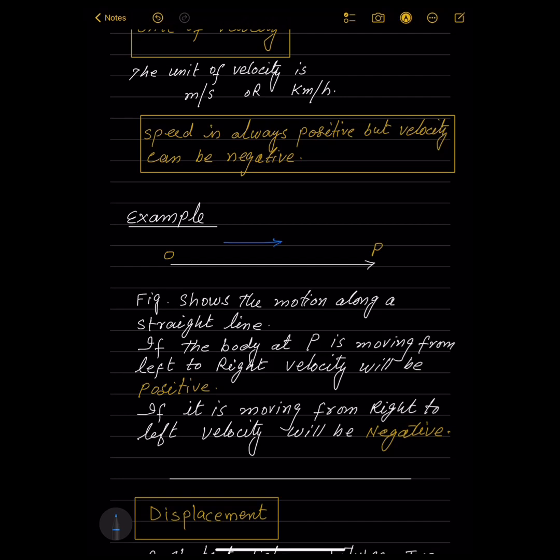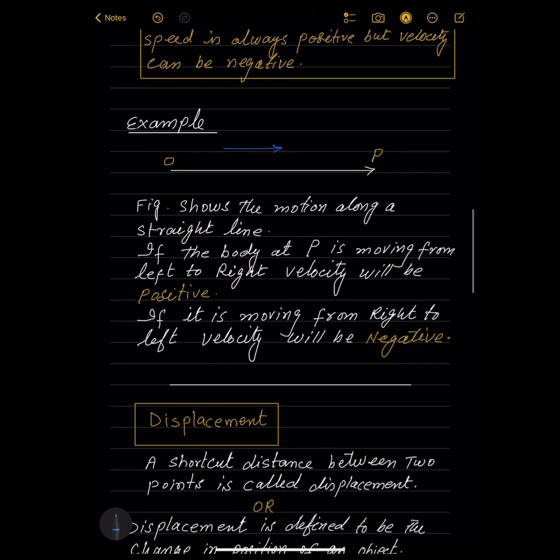Figure shows the motion of an object along a straight line. If the body at point P is moving from left to right, velocity will be positive. If it is moving from right to left, then velocity will be negative. तो velocity में क्योंकि डायरेक्शन होती है leftward, right to left होगी, velocity will be negative.